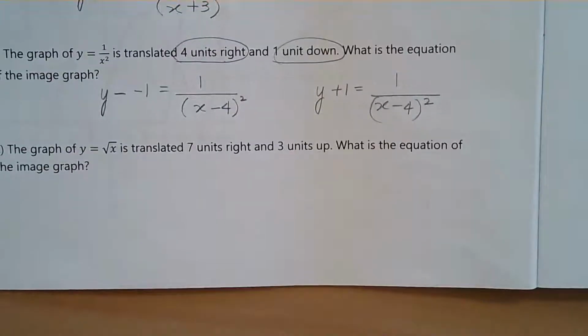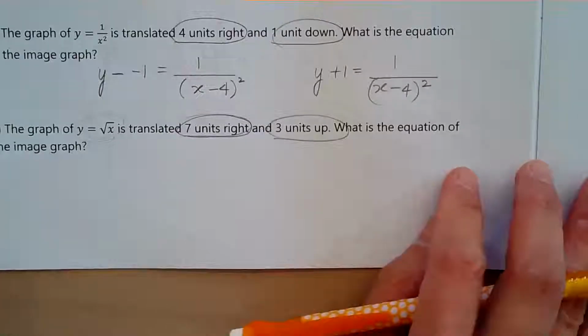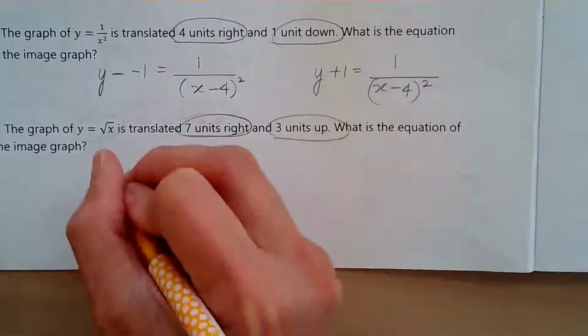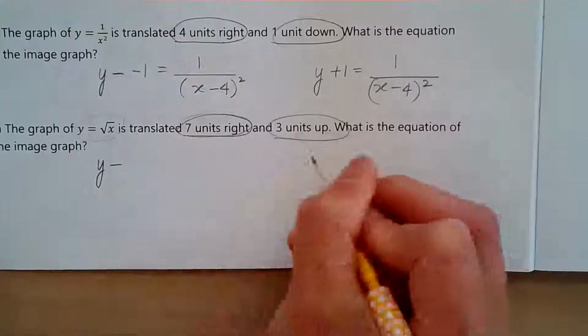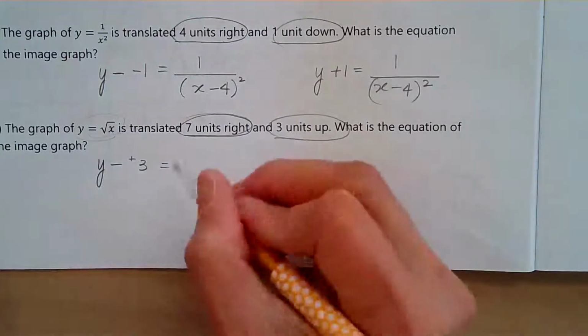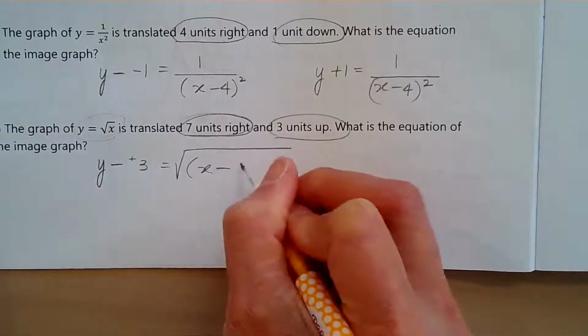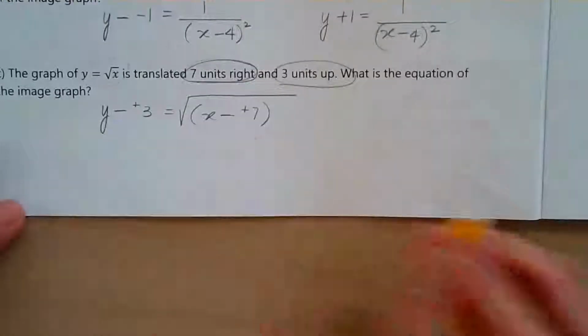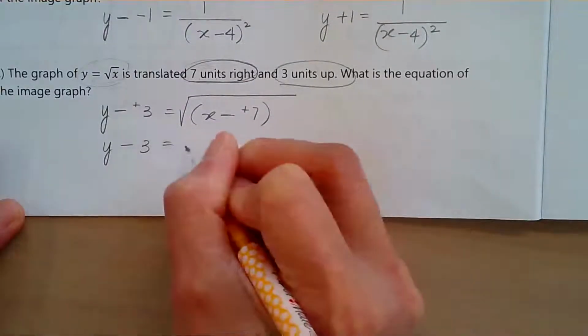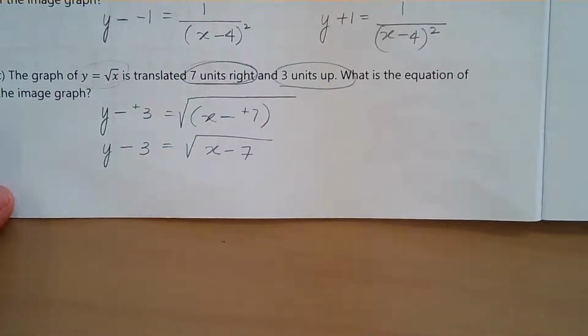Okay, I think this is where we're going to stop. And then we really need to work on some of these. This is an actual function now, square root of x. Translated 7 right, 3 up. Okay. If it's 3 up, it's going to be y minus positive 3. I'm going to put positive 3 there. We can clean it up later. And then the square root of 7 to the right, that would be x minus positive 7. So it's going to be y minus 3 equals the square root of x minus 7. Okay?